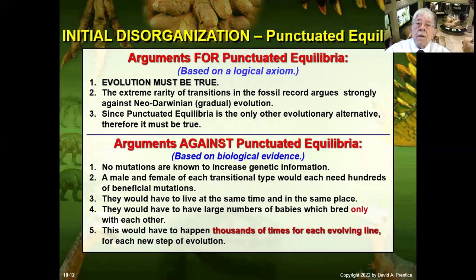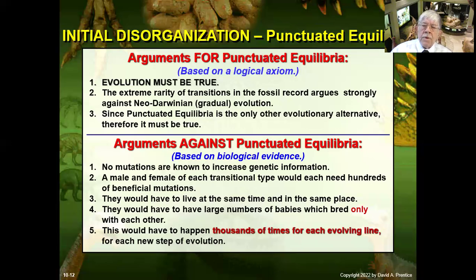Now, there's another model about evolution. It says punctuated equilibria, that evolution was sudden jumps rather than slow, steady, gradual change. So this is based upon the same logical axiom, the postulate that evolution must be true. The reason for this is the extreme rarity of transitions in the fossil record argues strongly against neo-Darwinian, that is, gradual evolution. And there's only one other evolutionary alternative, punctuated equilibria, so therefore it must be true. What are the arguments against this?